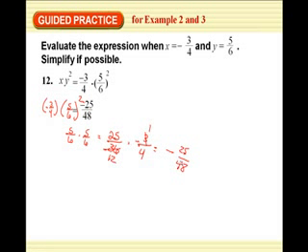It's just a matter of writing everything out and just go step by step. Alright, so remember multiplying top times top, bottom times bottom, and as always, reduce your answers. Be careful of the signs.